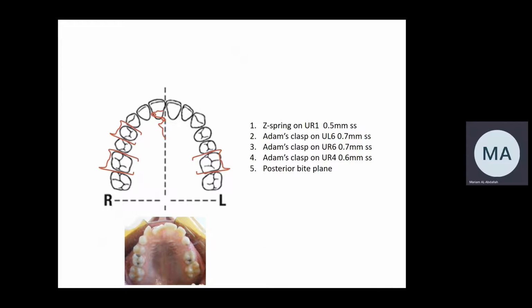And of course, because I'm trying to push a tooth across the bite, the occlusion will prevent this, so I need to add a posterior bite plane. Okay. Can I use a labial bow? We can use a short labial bow, but why, if I'm having my third point of retention posteriorly?